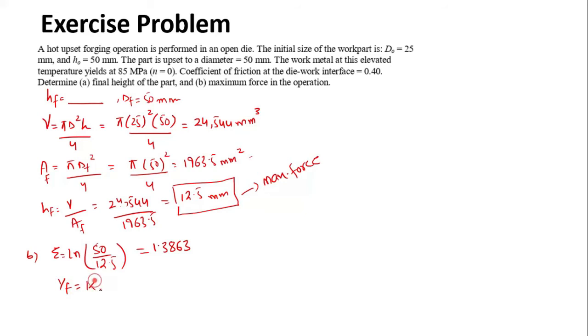We have the flow curve into the strain exponent strain hardening. As it's a hot forging, so we know that the strain flow curve would be equals to the yield strength of the material. In this case, we have yield strength of equals to 85 megapascal. So we'll simply write 85 into 1.3863 exponent the strain hardening, that is equals to 0. So we have flow stress equals to the yield point, that is equals to 85 megapascal.